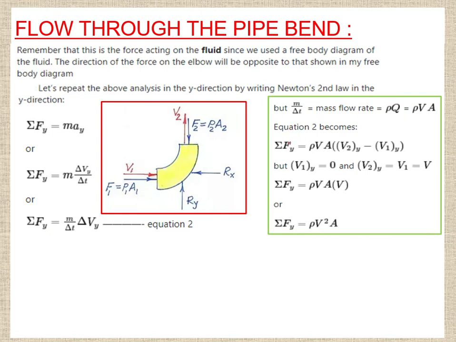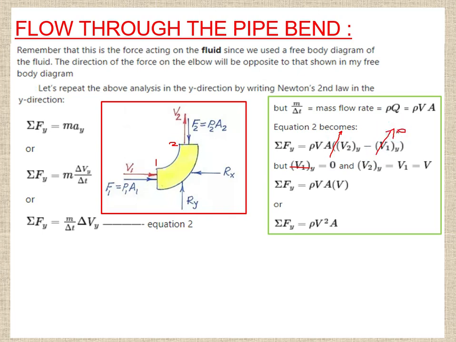So this is equation 2. This will be replaced with rho V A, and V1y is equal to 0. Is there any y component at point 1? No, there is only an x component, so there is no y component. That's why V1y is going to be 0, so this component will be 0.